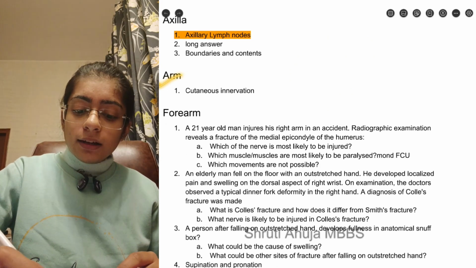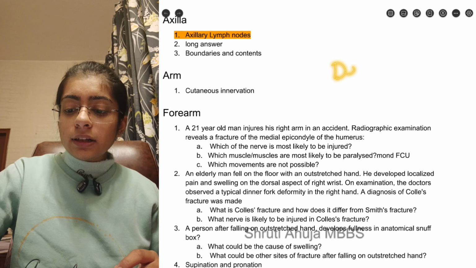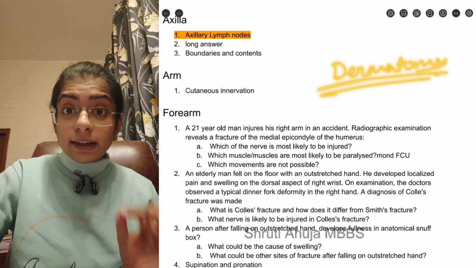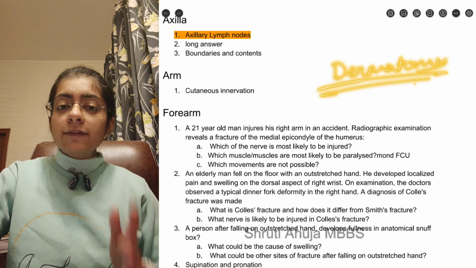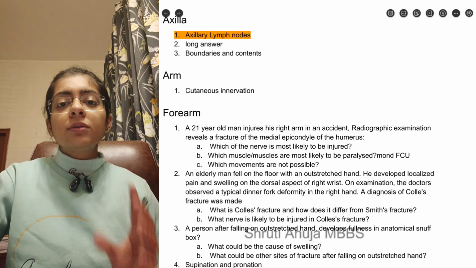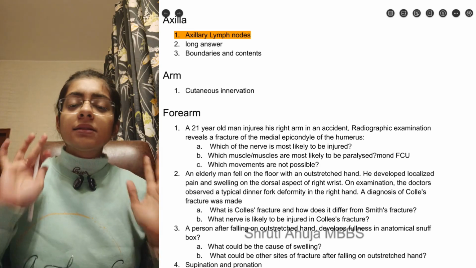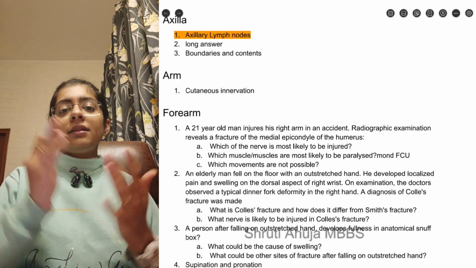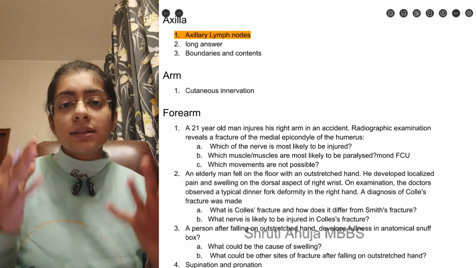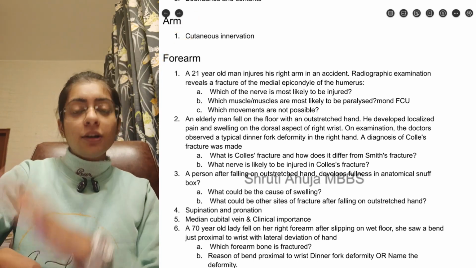Next is arm. The cutaneous innervation: you need to know the dermatomes of both the upper limb and the lower limb, the diagrams basically. You can find it very well in your BD Chaurasia or Vishram Singh, whichever book you are following. The dermatomes diagram, the cutaneous nerve supply of the hand, your arm, everything is given, right? You need to practice that many times, because there is a very high chance that you will get it in the exam. Next is forearm. Arm is done, and now forearm.